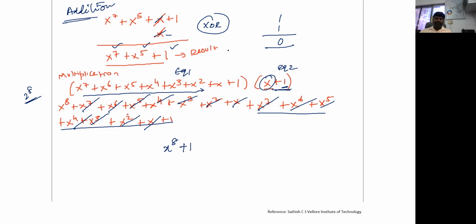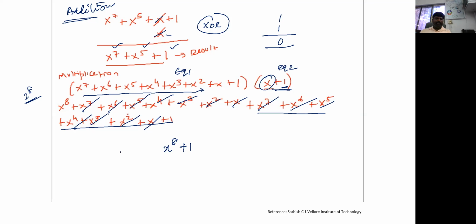Can you follow me? Just let me know if I'm explaining a little fast. I'm going a little fast because I explained the basics with respect to the 2 power 3 example. If you are clear with the 2 power 3 arithmetic, like addition and multiplication, it will be easy to understand.